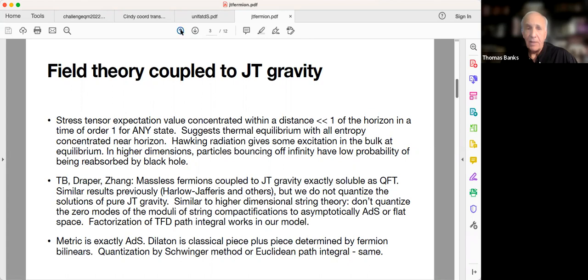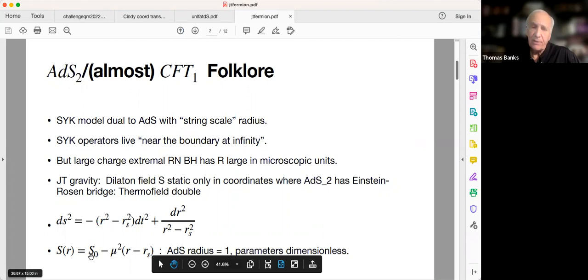The renormalization I'm talking about is the renormalization of the constant term in S. The fermion path integral leads to an infinite additive renormalization of S naught. And we're going to be talking a lot about that. Okay.